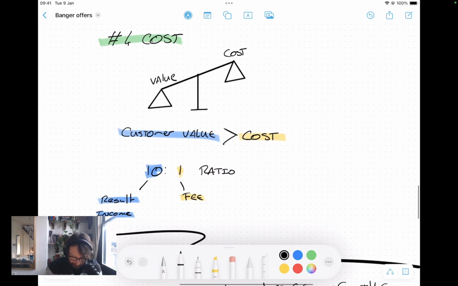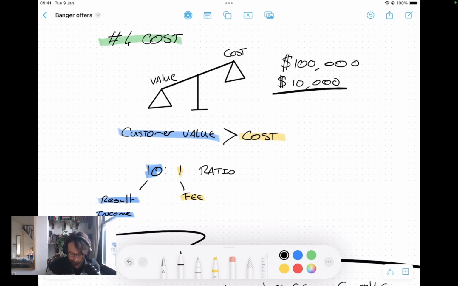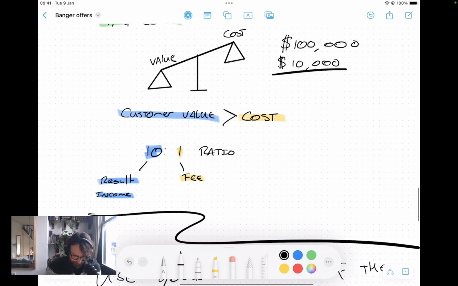Last thing that you really want to be considering is the cost. Okay. And it's really that cost to value ratio. The value should massively outweigh the cost. You want to offer $100,000 worth of value for $10,000. Essentially, it's a 10-to-1 ratio. And the 10 in this can be the result.